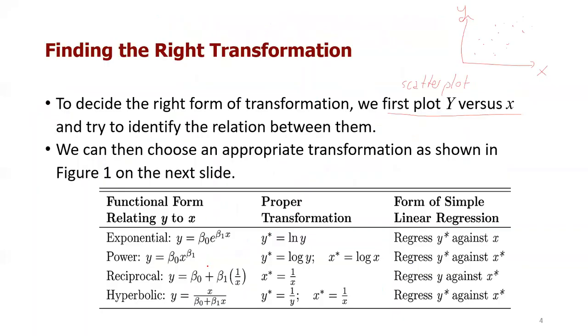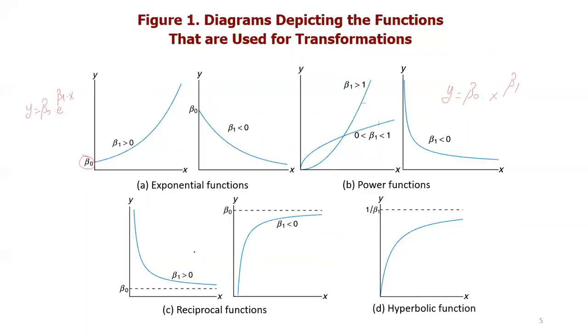So if you have an exponential function, what is that? Sorry, reciprocal function, which is if y is equal to beta 0 plus beta 1 times 1 over x, okay? So if beta 0 is positive, so if x increases, then y decreases. So what is the difference between this and the power function? So it turns out that if x is equal to infinity, then this part vanishes. Then the asymptote is beta 0, okay?